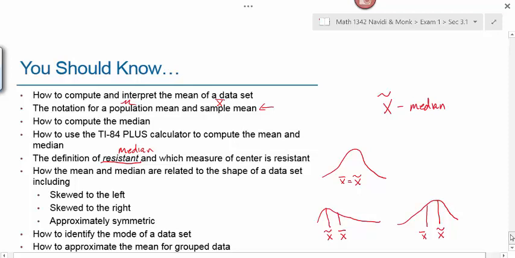And we talked about the mode of a data set and then how to calculate the mean for grouped data. Any questions about any of this? Then this wraps up section 3.1.